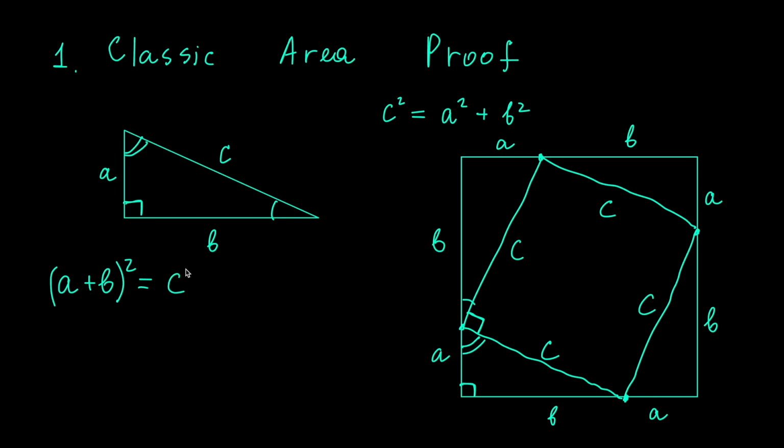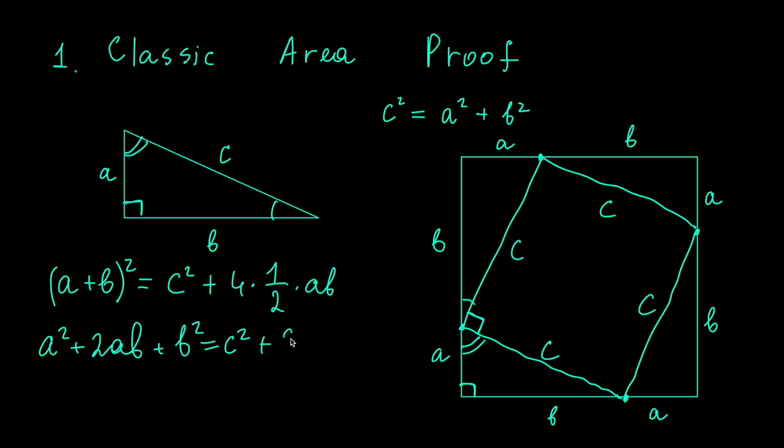Or in other words, it's c squared plus 4 times 1/2 of the product of a and b. So we have a squared plus 2ab plus b squared equals c squared plus 2ab. And if we cancel these two terms, we have a squared plus b squared equals c squared, which proves Pythagoras' theorem. The second way to prove Pythagoras is to use mean proportionals.